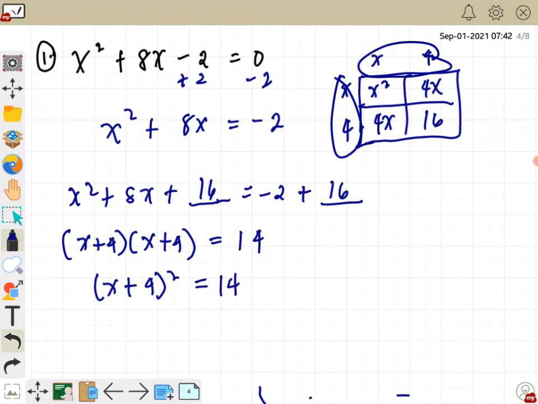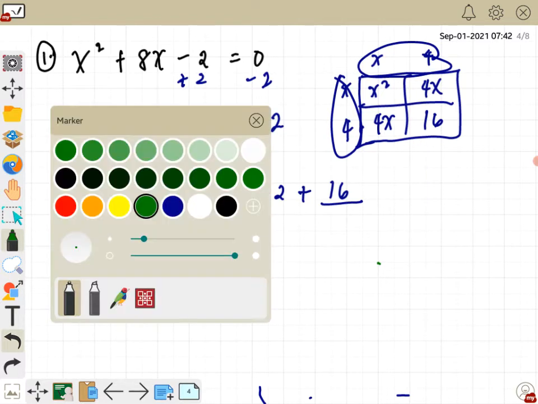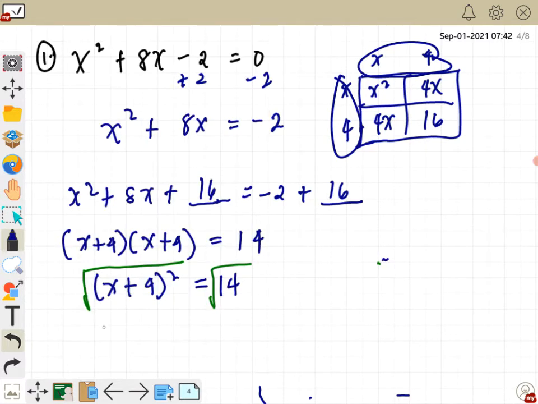In this case, when we make the left-hand side equation a square, this is the time that we extract the square root. So extract the square root here. We also extract the square root here, resulting to x plus 4 equals the positive square root of 14, and that is 3.74.